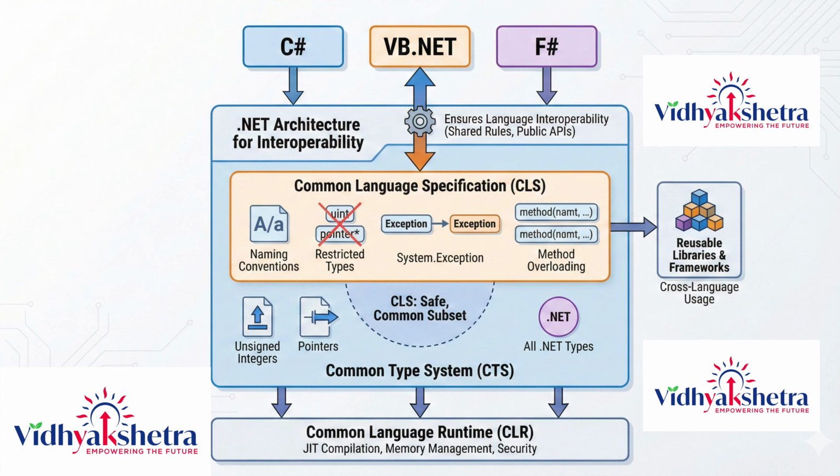This ensures that an exception thrown in one language can be caught and handled in another language without issue. CLS enforces accessibility consistency. If a method is public in one language, it must be accessible in all other CLS-compliant languages. This prevents unexpected access restrictions.